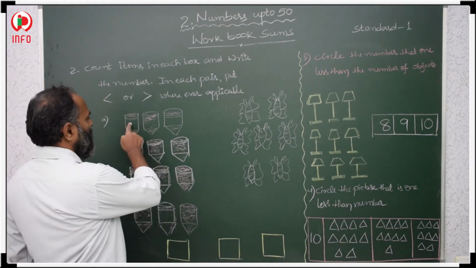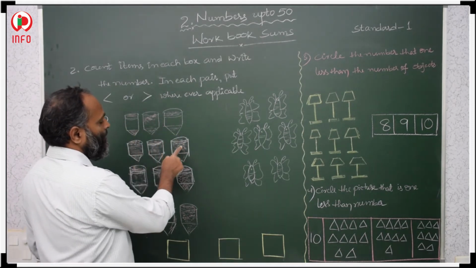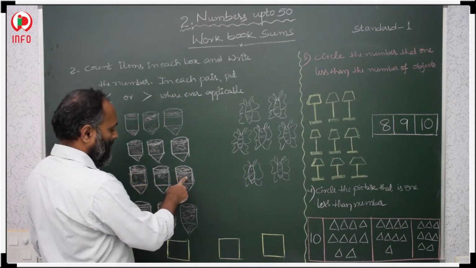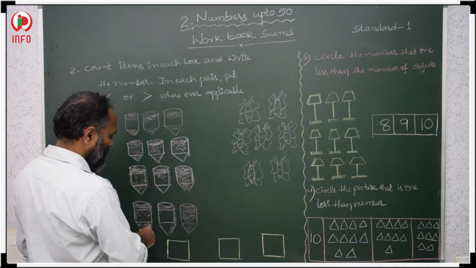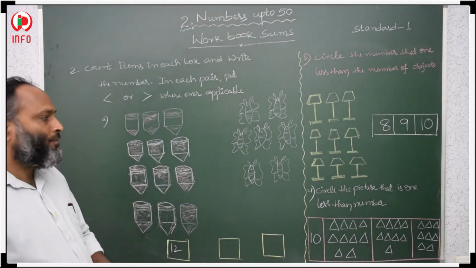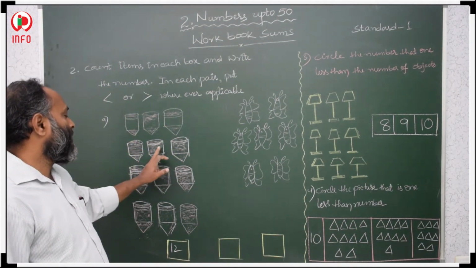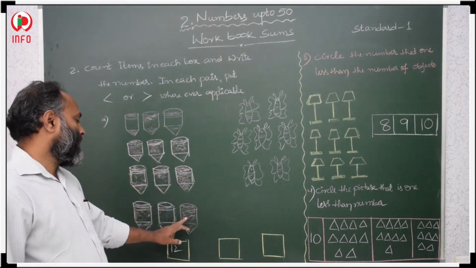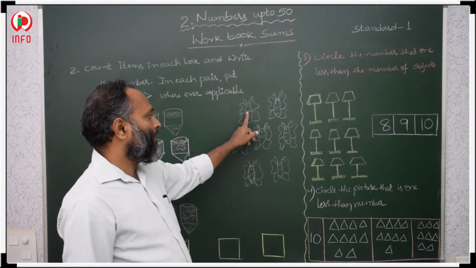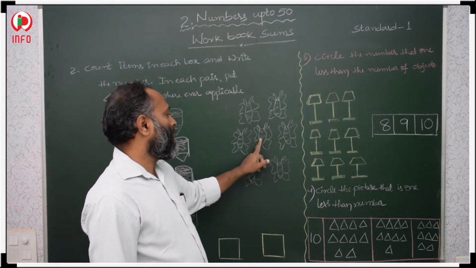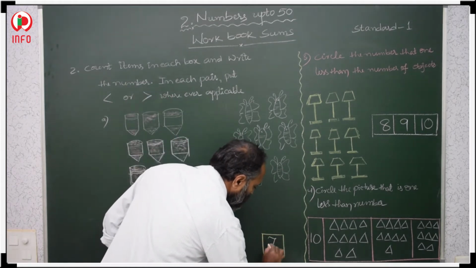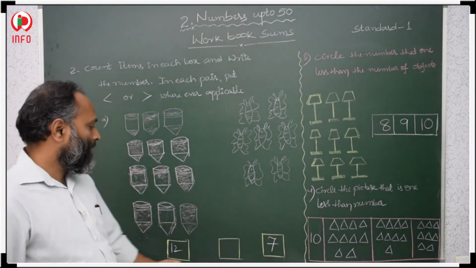See here. 1, 2, 3, 4, 5, 6, 7, 8, 9, 10, 11, 12. 12 pencils were there. Then the number of butterflies: 1, 2, 3, 4, 5, 6, 7. 7 butterflies here. So 12 pencils and 7 butterflies.